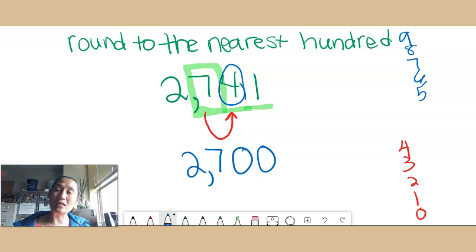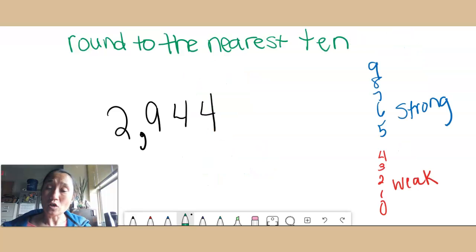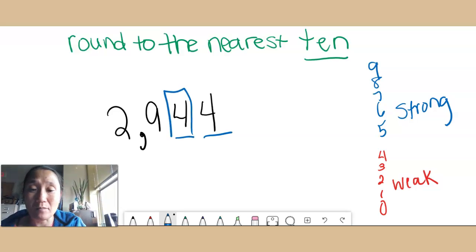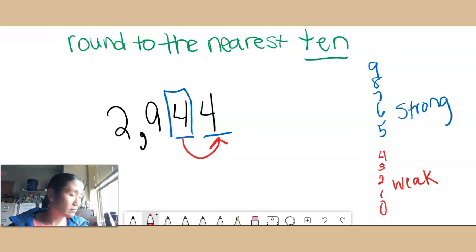Okay, let's look at another number really, really fast. So write the number down, 2,944. We're rounding to the nearest 10. So we're going to say, here's the ones, the tens. So I'm looking at this number. Okay, then I look at the number beside it, to the right. I look to the right. And I look at it. Is it weak or strong?